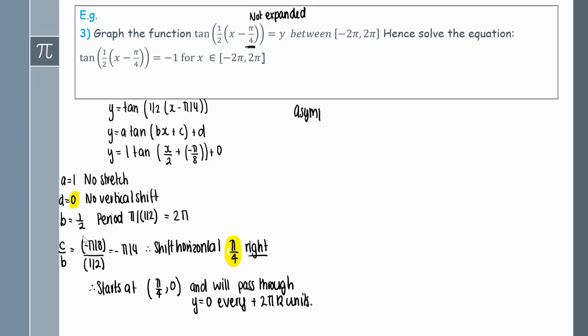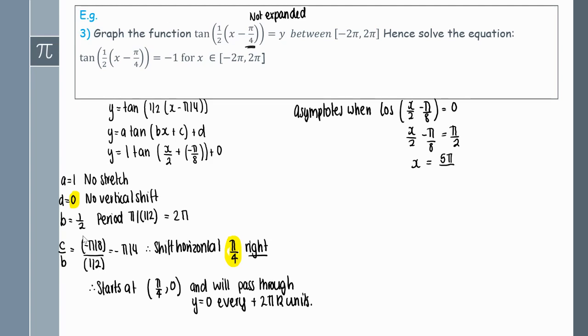Lastly, I just want to find the asymptotes. So we recall that tan is really sine over cos. So I just take the cos of whatever is inside my expanded bracket. So cos of (x over 2 minus pi on 8), and I let that equal 0. Because remember, sine over cos, that's tan. Tan has an asymptote when cos is 0. So I know cos is 0. The first time I know cos is 0 is at pi on 2, or 90 degrees.